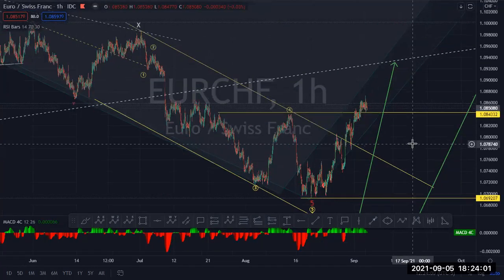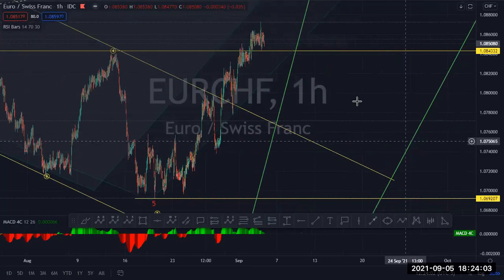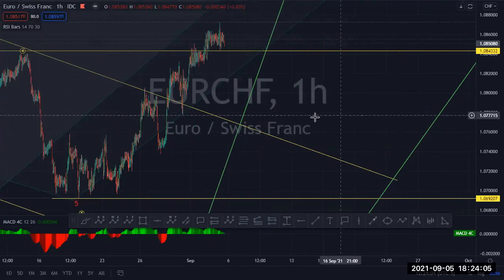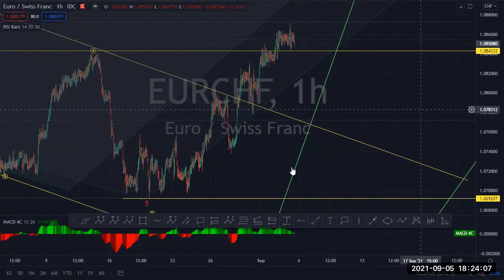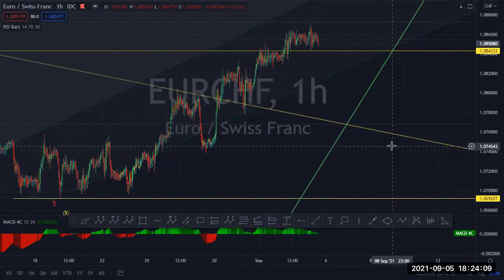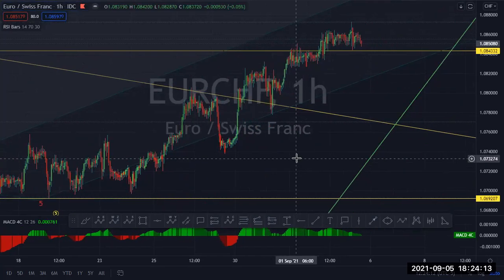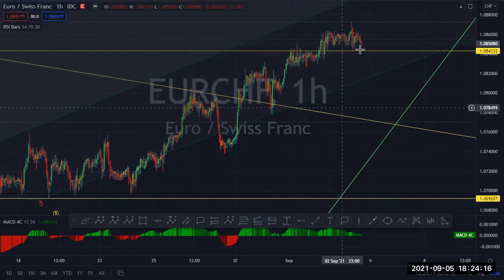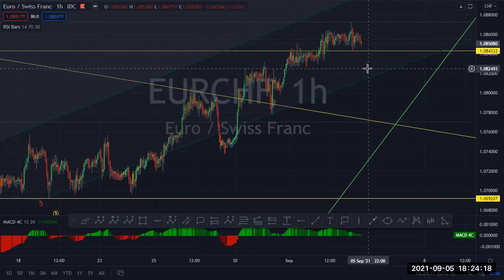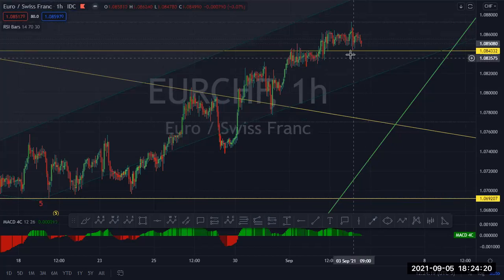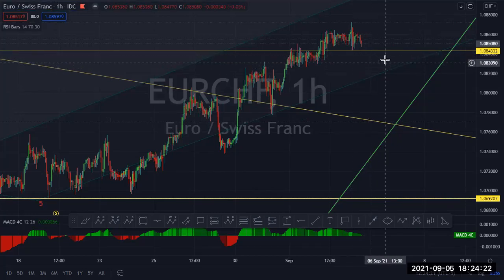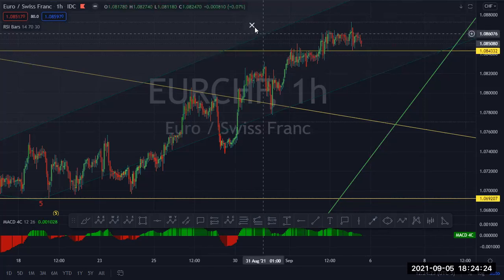Okay, so I can only see buying in this market. I don't see any sell option on this market. Even if it drops, I'm not selling because there's no pattern that supports the sell for now. Okay, so let's move.